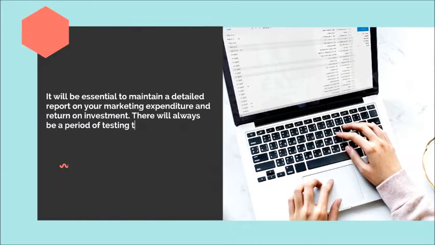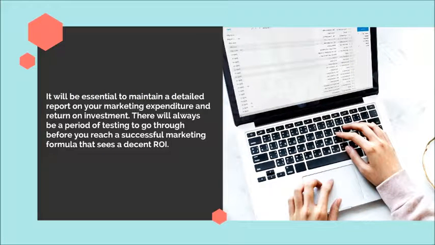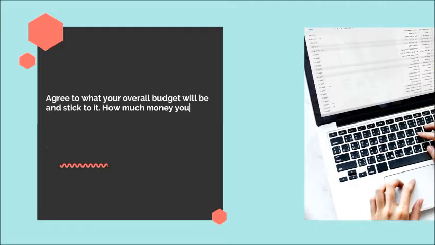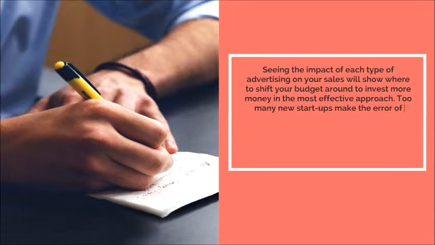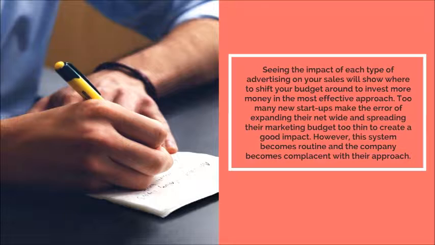It will be essential to maintain a detailed report on your marketing expenditure and return on investment. There will always be a period of testing to go through before you reach a successful marketing formula that sees a decent ROI. Agree to what your overall budget will be and stick to it. How much money you will spend on advertising and marketing is up to you. You may choose to split your budget evenly between 3 different approaches. Seeing the impact of each type of advertising on your sales will show where to shift your budget around to invest more money in the most effective approach.